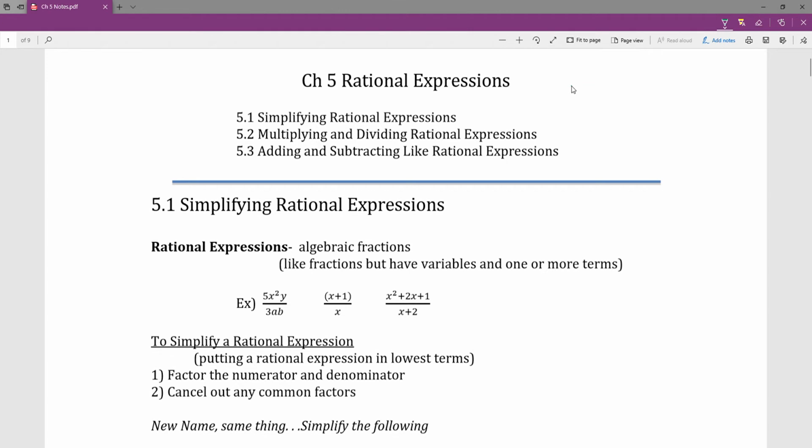So, like most of these chapters, one kind of builds on the information from the previous one. And chapter 5 is going to take the skills that we learned in chapter 4, namely factoring, and apply it to rational expressions. Rational expressions are some people's worst nightmare because they're not just math with letters in them, but they're fractions with numbers and letters in them. And so, we're going to take a look at just 3 sections of chapter 5.